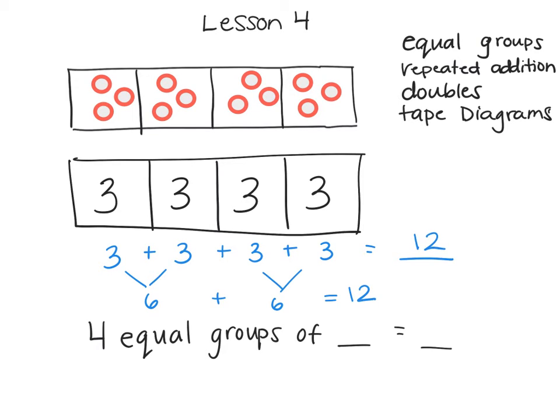So what I would be able to do down here is say 4 equal groups of 3, because there was 3 inside of each one of the groups, is equal to 12. So we kind of went through and did it in a couple different steps. First, we looked at it as a picture, and we fixed any of the groups that needed to be equal. Then we showed it in a tape diagram. Then it became a repeated addition equation, and then we used doubles, okay?